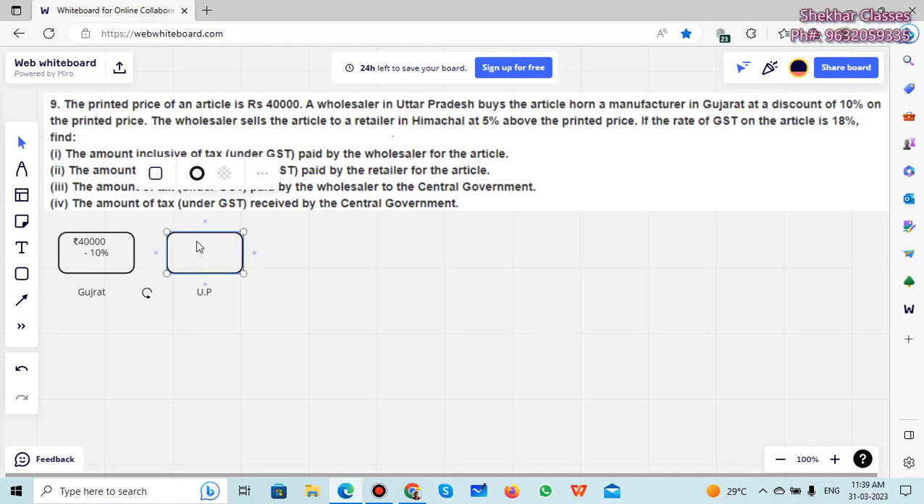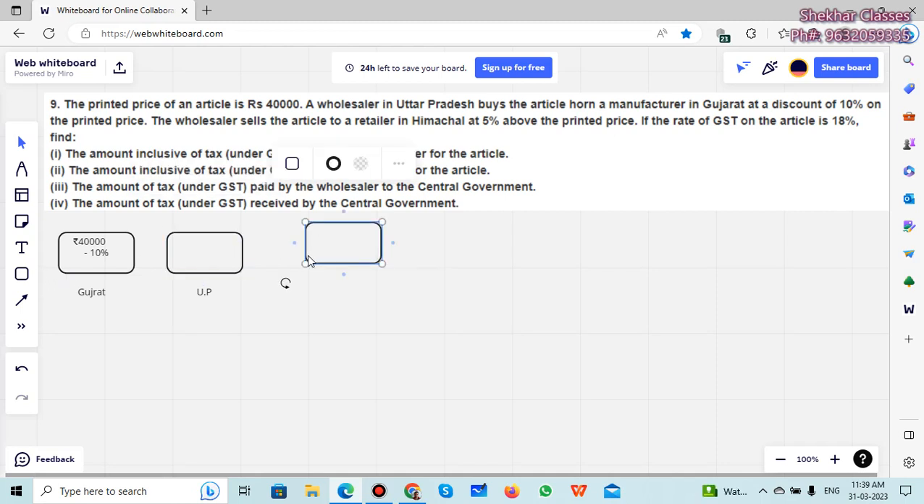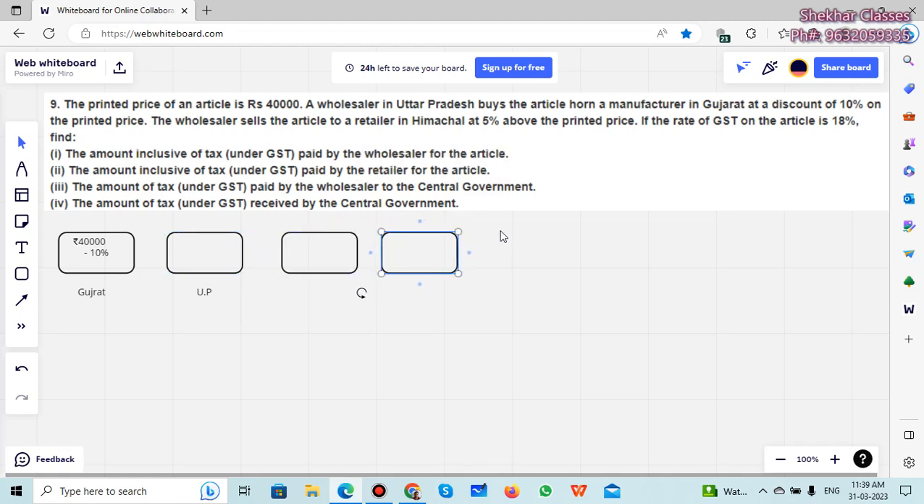So there is another person here, which is the retailer. Obviously there will be a consumer as well. He sells it to a retailer. So the wholesaler buys it at this price. What is the price that he will buy at? We have to calculate that, and I will put it accordingly here, and then we'll move on from there. So first, the printed price is 40,000. The wholesaler in Uttar Pradesh buys it from the manufacturer in Gujarat at a discount of 10% on the printed price. So let's find how much the UP wholesaler has paid for it.